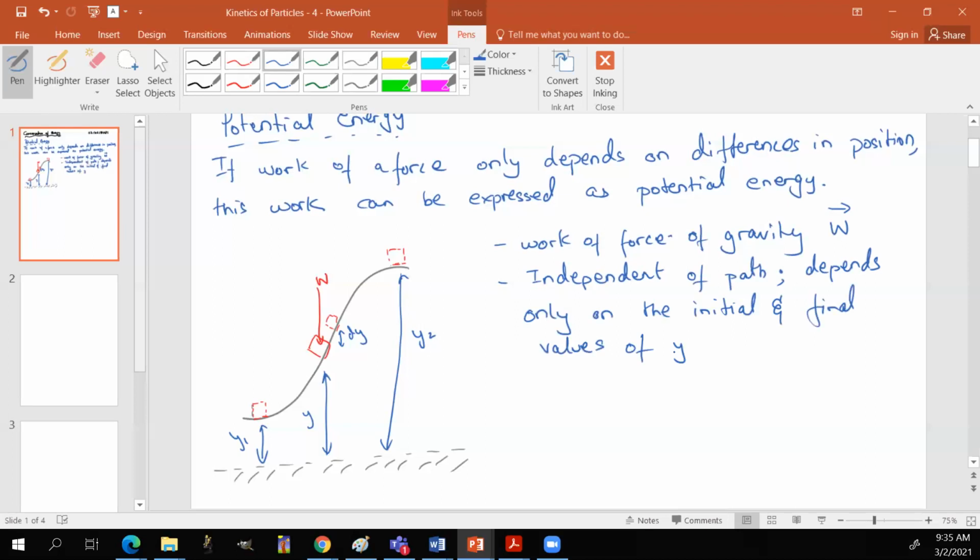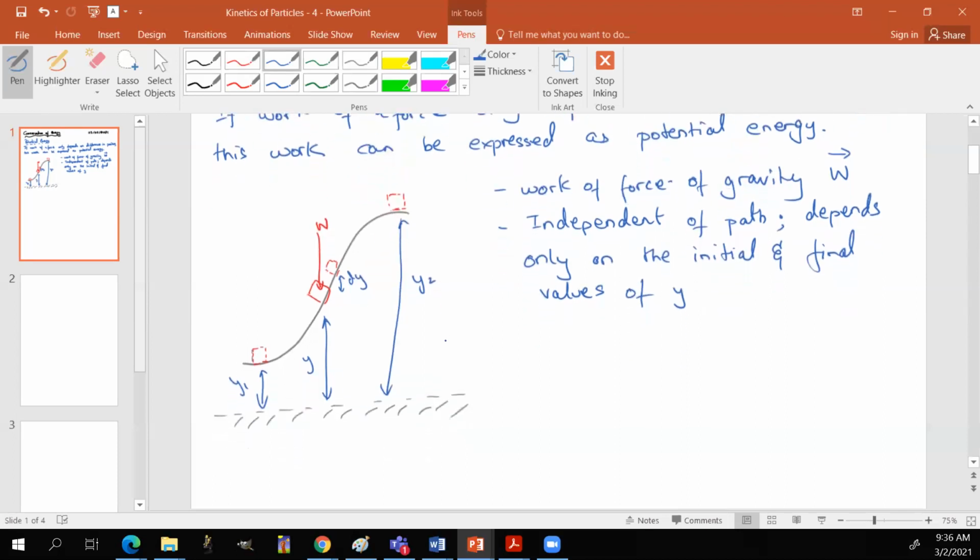of y. And that's what's really interesting about potential energy, is because it only applies for these forces, which we're going to see are called conservative forces. But it really doesn't matter how you move from position 1 to position 2. All you're interested in is just the change in position. So it's independent of that path.